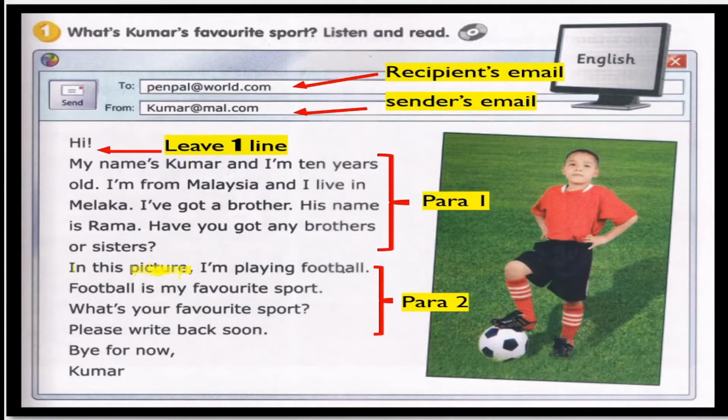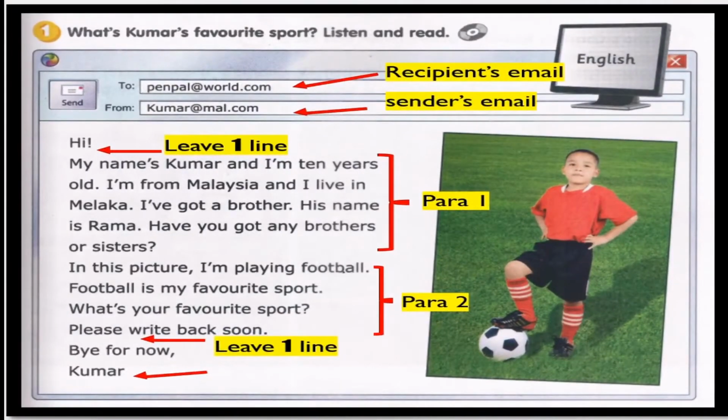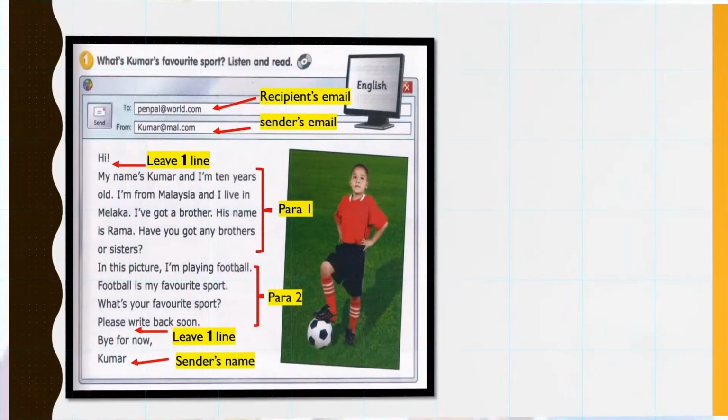And then afterwards, after the please write back soon, please leave one line again, and then write bye for now, and then lastly write down the sender's name. So if you are writing the email, the one down there, the Kumar, change it to your name. It's almost the same as when we send a letter, but email is electronic mail. We send it from the internet.